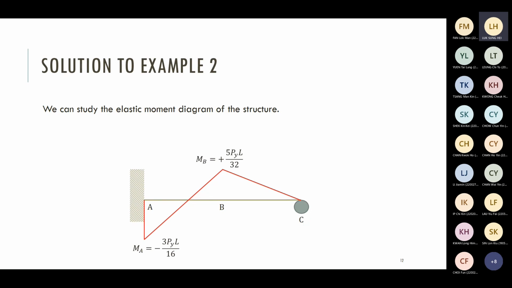Firstly, I show you the elastic moment diagram. This diagram is not compulsory when you want to use upper bound FIVM. I put the diagram here just to let you know the critical positions: the fixed end and the point load location, because you can see that the moment at these two points is relatively large as compared with the other positions. So it seems that my previous discussion, adding plastic hinges at point A and point B, is reasonable, right? You can use the moment diagram to help you predict the critical positions, but it is not compulsory when you want to use upper bound FIVM.